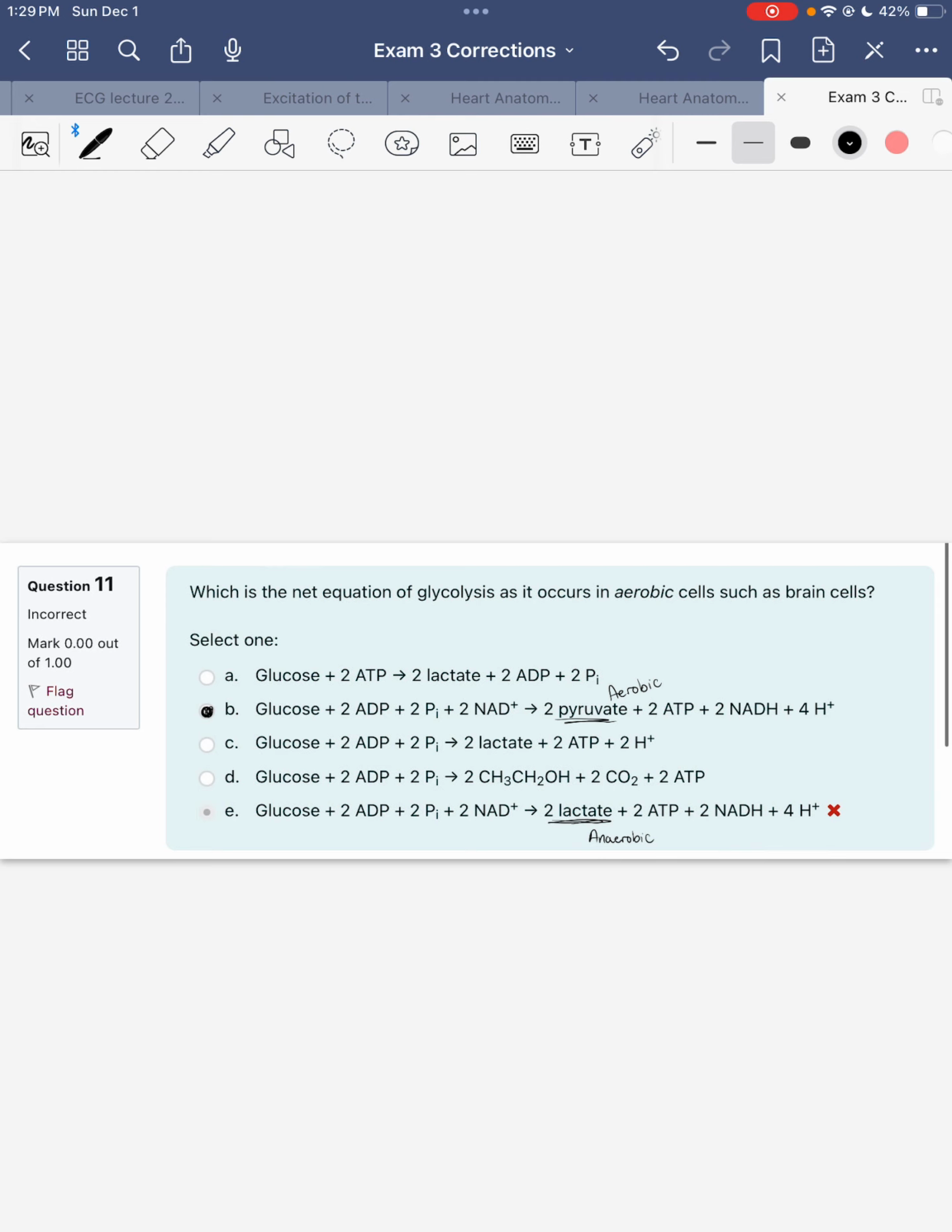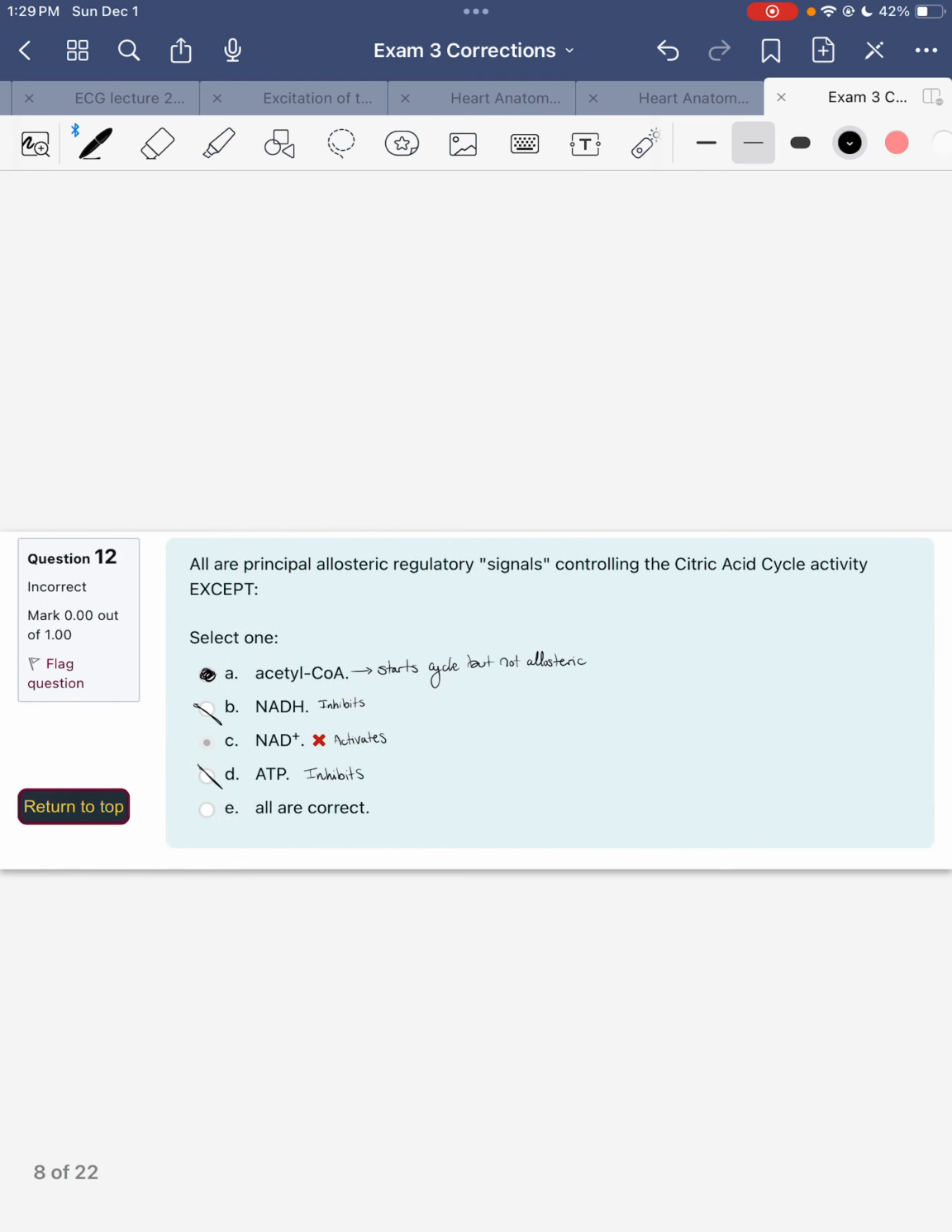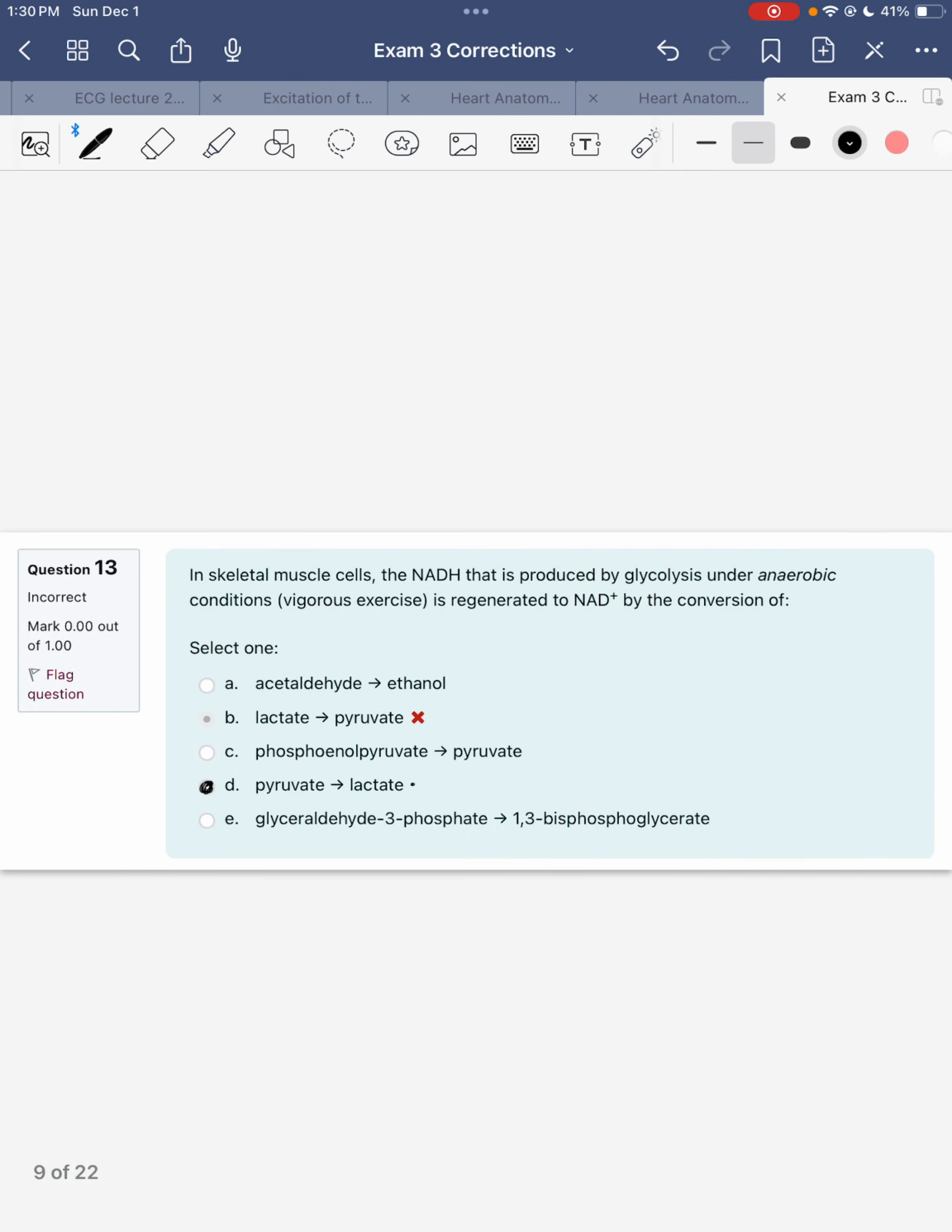B is, I flipped the 2 around. I read it anaerobic instead of aerobic. So lactate is for anaerobic, pyruvate is for aerobic. Number 12, the answer should be acetyl-CoA. It does start the cycle, but it does not act as an allosteric regulator. So NAD plus does activate and therefore acts as an allosteric regulator.